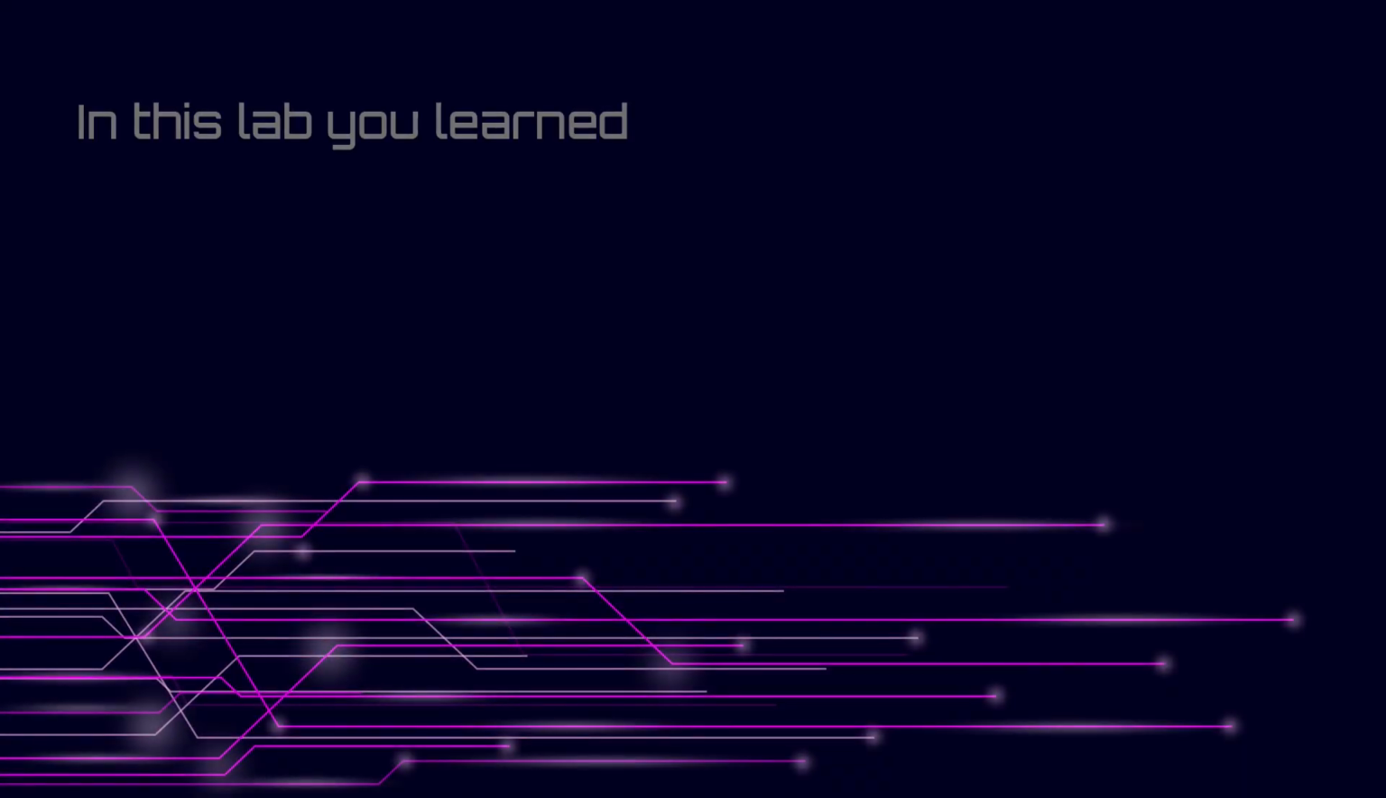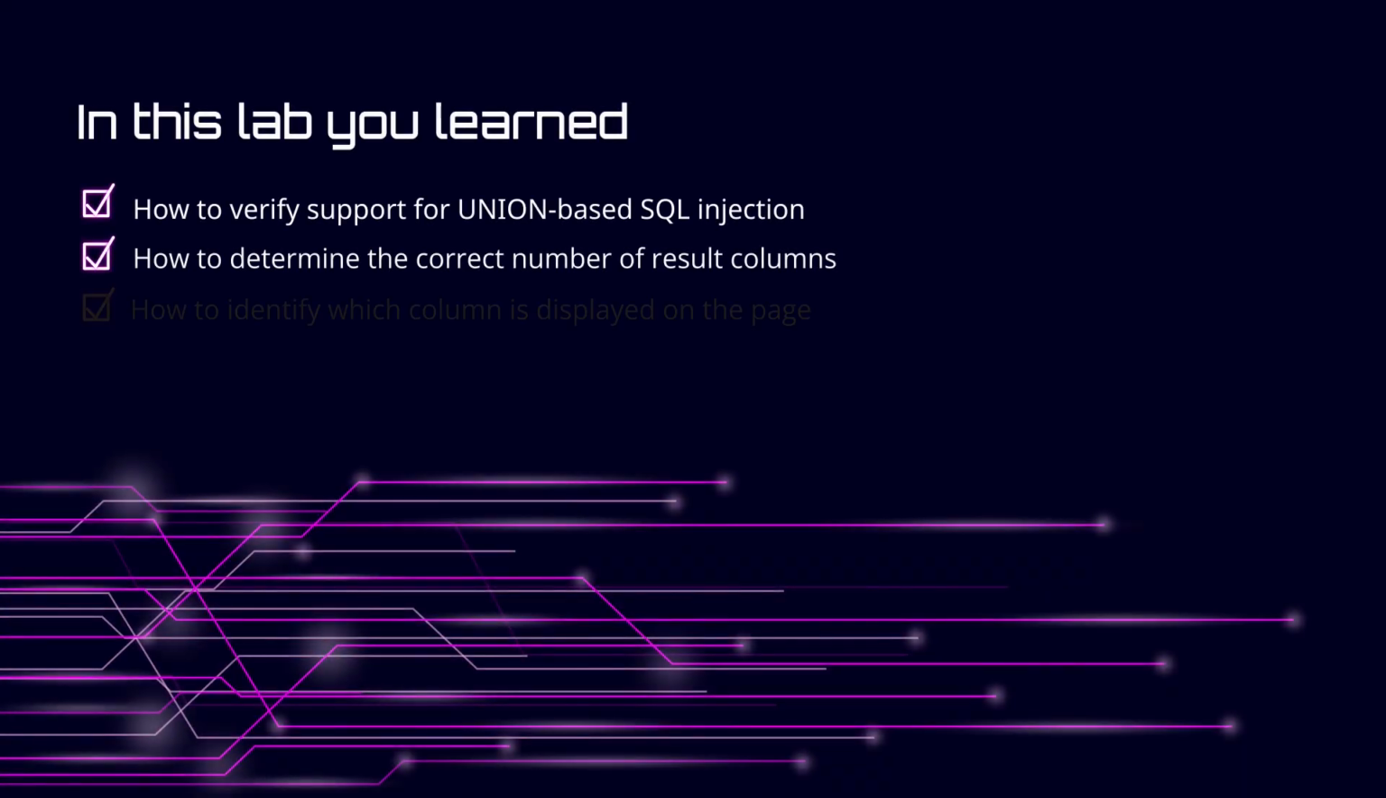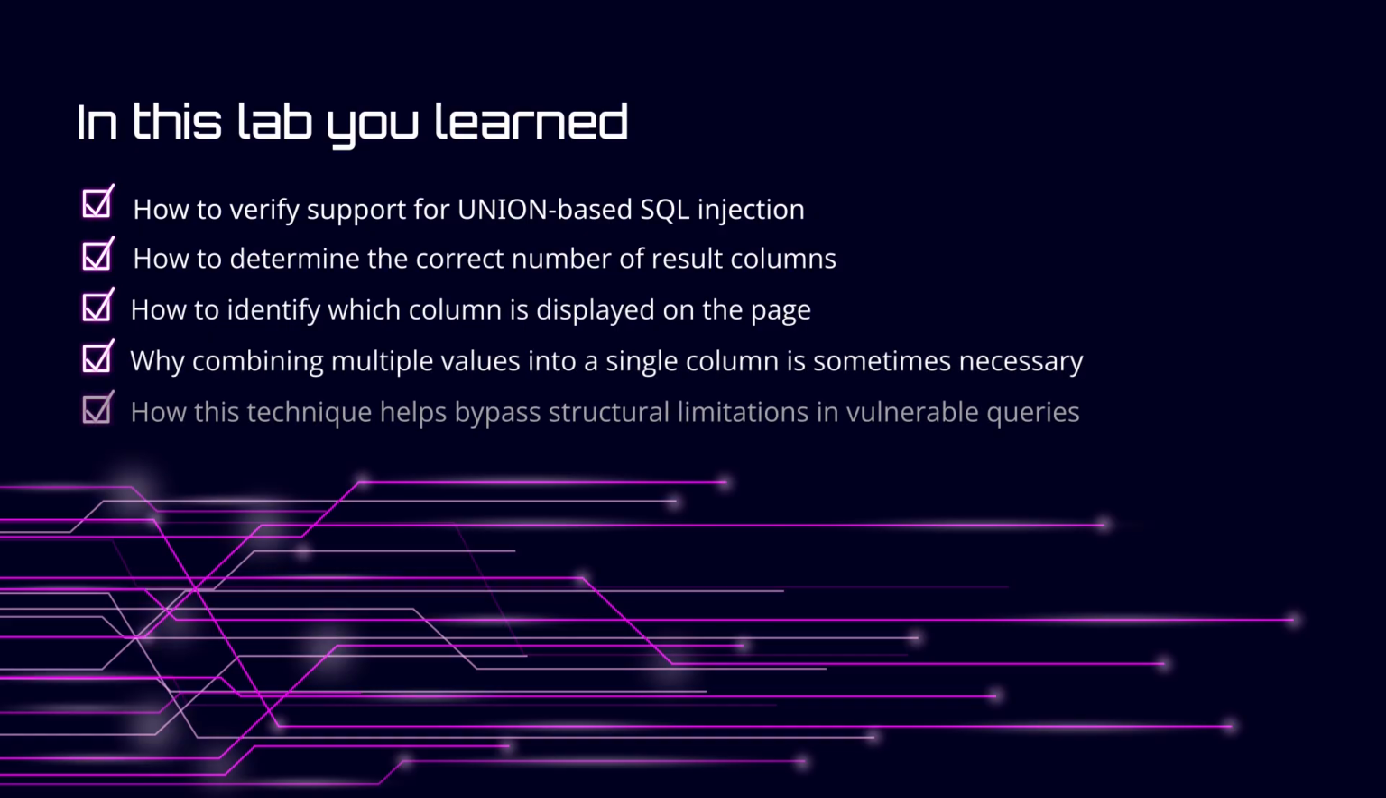In this lab, you learned how to verify whether an application supports union-based SQL injection. You saw how to determine the correct number of columns returned by a query and how to identify which column is actually displayed in the application's response. You also learned why it is sometimes necessary to combine multiple values into a single returned column and how this technique helps bypass structural limitations in vulnerable SQL queries. These concepts are fundamental to understanding union-based SQL injection. In the next video, we'll build on this knowledge and explore more advanced union-based data extraction techniques.